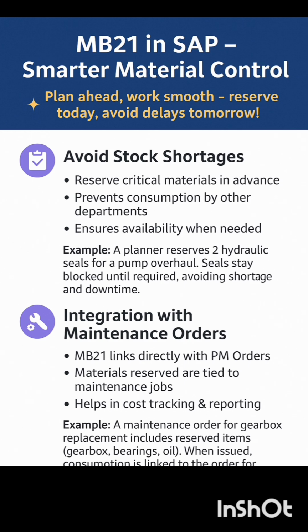Another key use is its integration with maintenance orders. MB21 links directly with PM orders, so when you plan a job like gearbox replacement, the reserved materials are automatically tied to the order. This not only ensures material availability but also helps in cost tracking and reporting. In short, MB21 makes planning smooth, execution reliable, and maintenance more efficient. So, plan ahead, work smooth, reserve today, and avoid delays tomorrow.